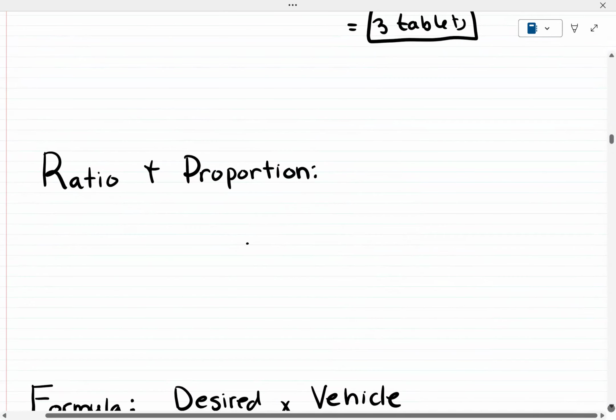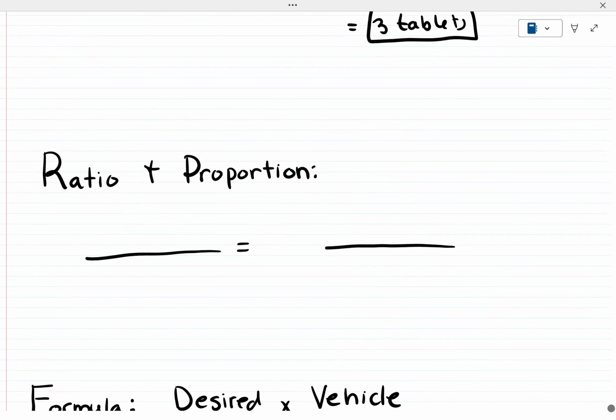Okay, ratio and proportion. How do we set this up as a ratio and proportion? Do we have to do an extra conversion? No, because we are given mcg and our availability is mcg, so we're fine. You can put mcg on the top and tablet on the bottom, or vice versa, tablet on top and mcg on the bottom. It doesn't matter as long as this is the same as this.